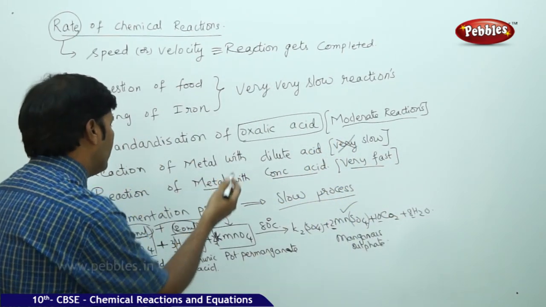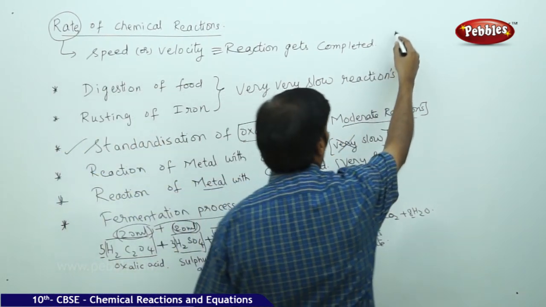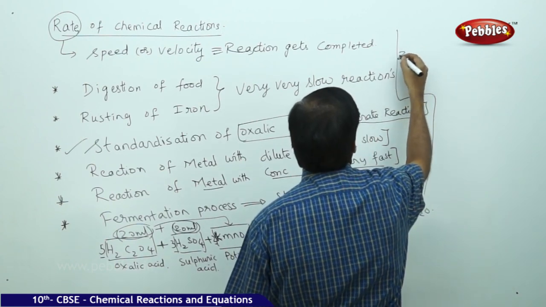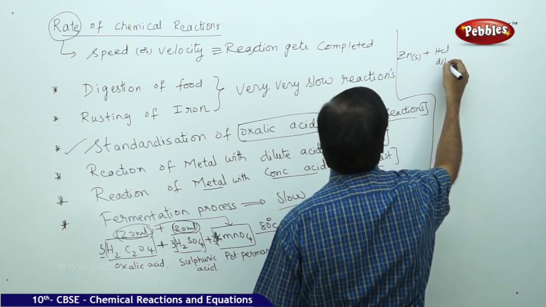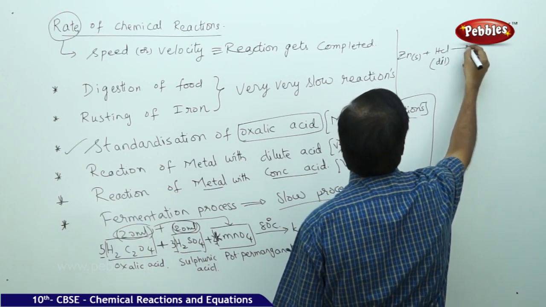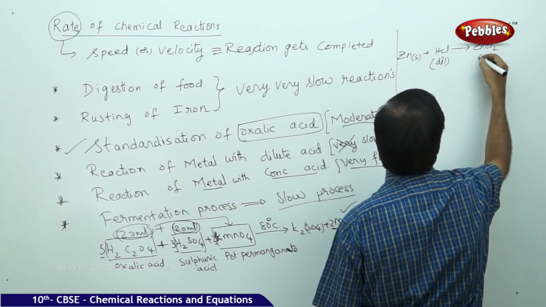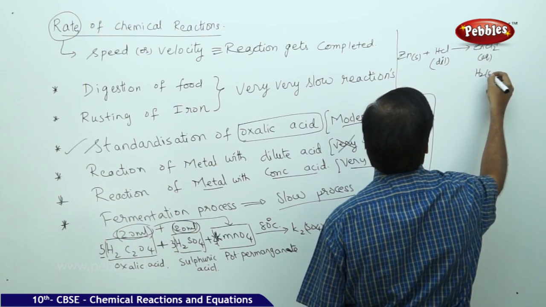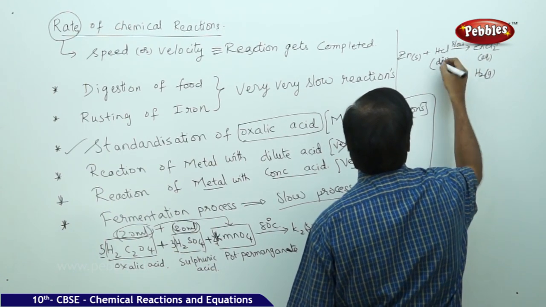And reaction of metal with dilute acids, this is not a new reaction. I think I can just show you here. If you take a very simple example, suppose zinc solid is reacting with HCl, which is dilute, of course, you get zinc chloride, aqueous, plus H2 gas is liberated. The evolution of hydrogen gas is very slow. That's because the acid is dilute.